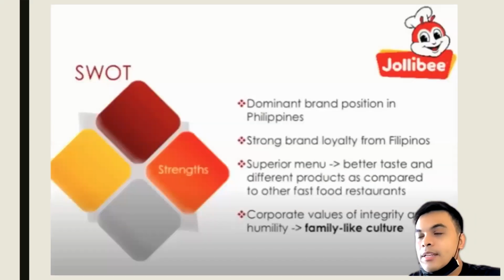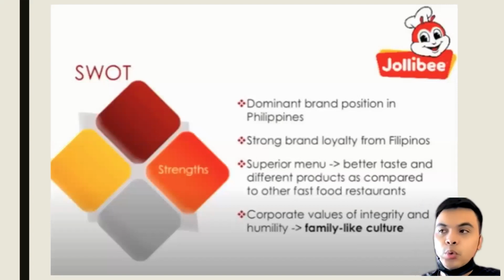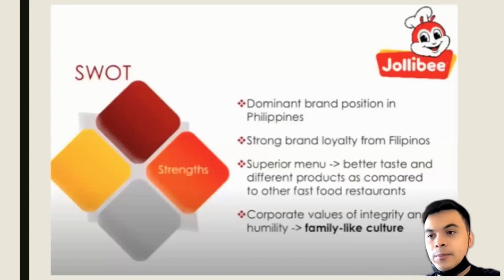Let's have an example. Let's try to do the SWOT analysis of Jollibee Food Corporation. What are the strengths of Jollibee? When you say strengths, it is something that the company is proud of, or a competitive advantage that the company owns over other competitors. For Jollibee, it is the dominant brand position when it comes to fast food in the Philippines. That is the major strength of Jollibee.